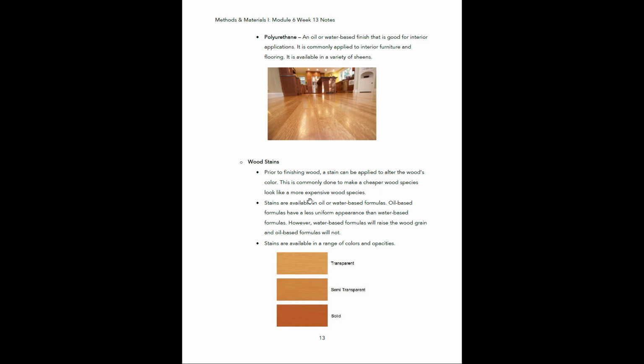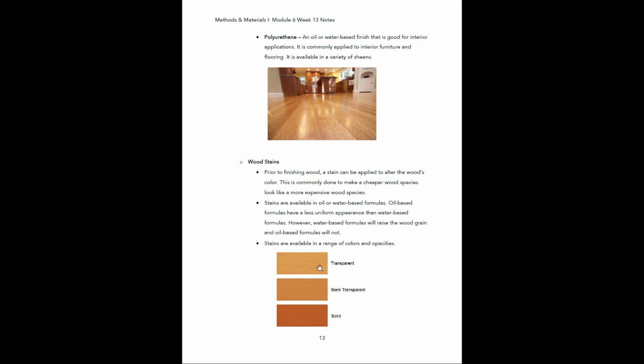So if you ever do use an oil-based stain for something, before you actually apply it, you want to make sure you've properly conditioned the wood so that it will accept the stain uniformly and not look blotchy or weird. And then something also to note is that stains can be purchased in a wide range of colors and opacities. So you're going to have a range in opacity from transparent all the way to solid.